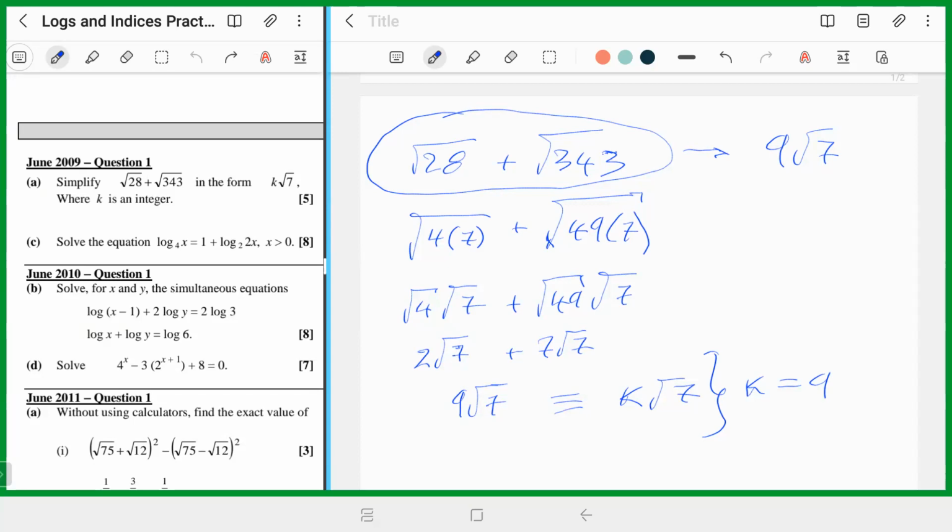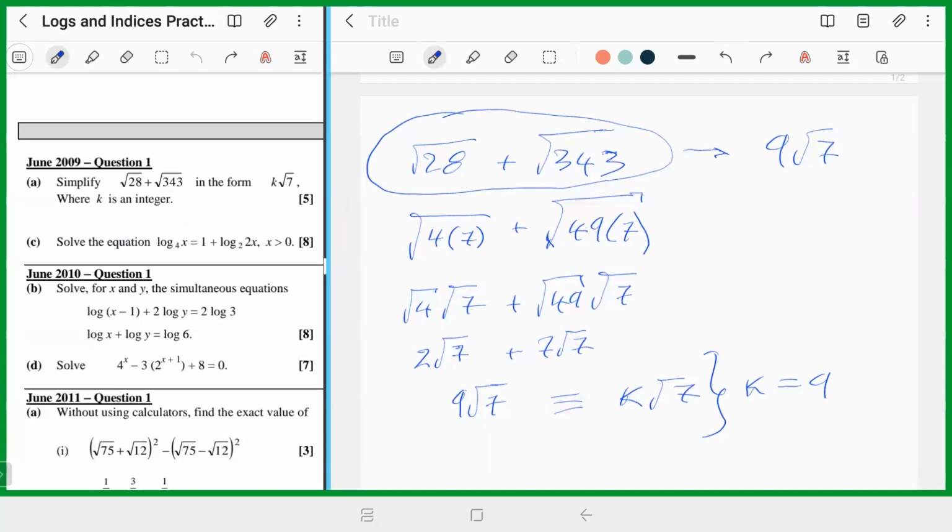Got it? The thing is, because the calculator can give you that, in an exam room you still have to show this work. Sometimes the question will say, show without the use of a calculator that this thing is equal to that. All right, so this question now.